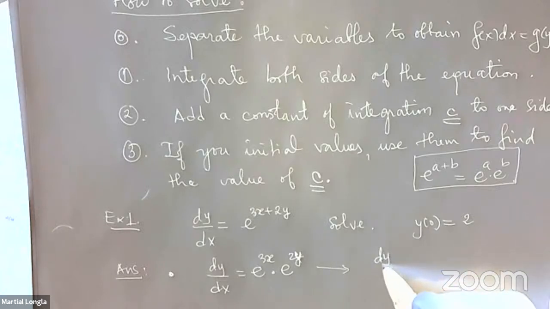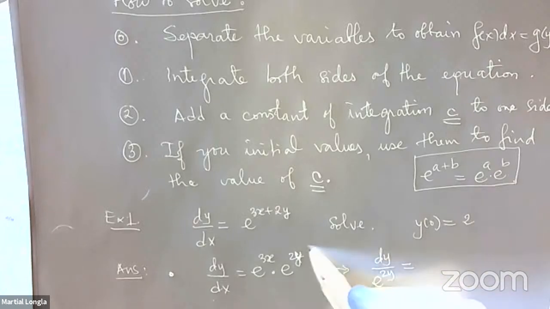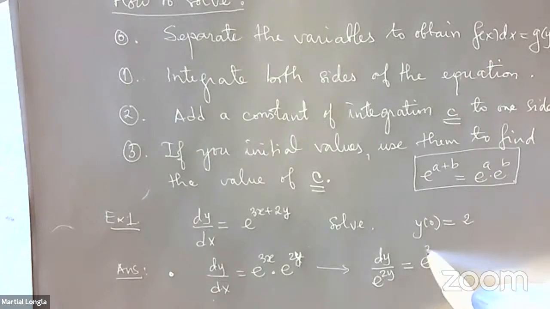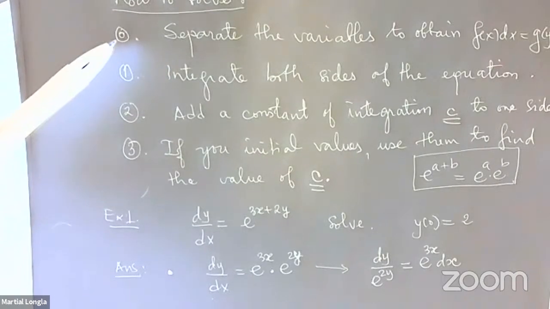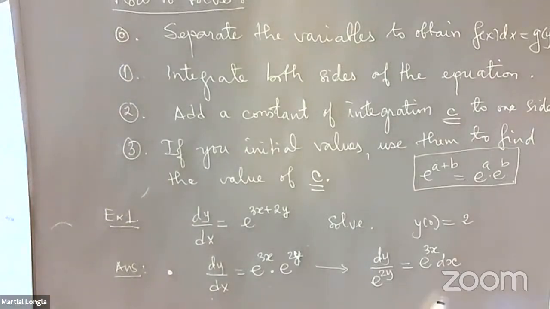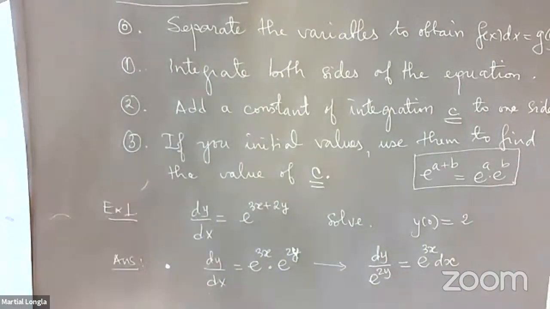So that's dy over e to the 2y equals, and dx goes to the right. So that's e to the 3x dx. Now you can see that you have all the x's on one side and all the y's on the other side. That's what you call separating the variables. So each of the variables must be on its side alone, without the other one. So at this point, we say, yes, we have separated the variables, so we have completed that step 0.